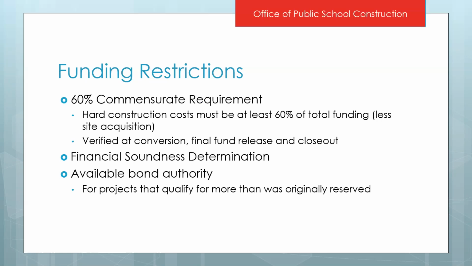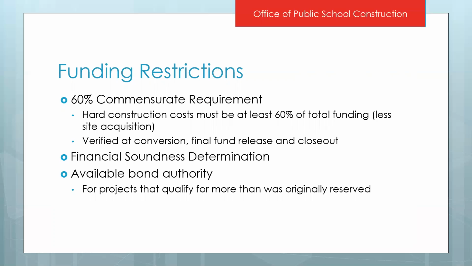So keep in mind when you are converting that there are some funding restrictions that you might come across. One of them is that 60% commensurate requirement that I mentioned previously. This is a requirement that 60% of the total funding, less anything provided for site acquisition, that you receive from us is spent on hard construction costs versus soft costs. We are going to verify this at conversion, and we will also verify this at final fund release and closeout.